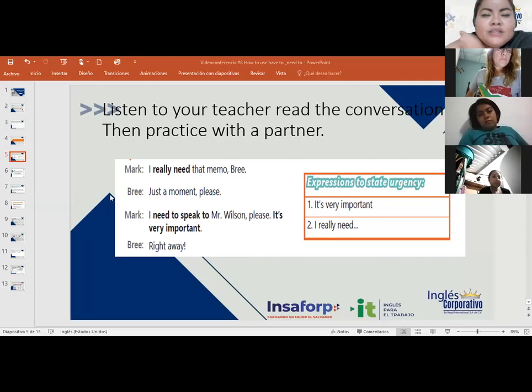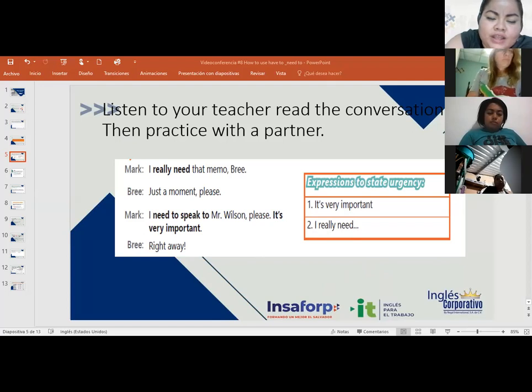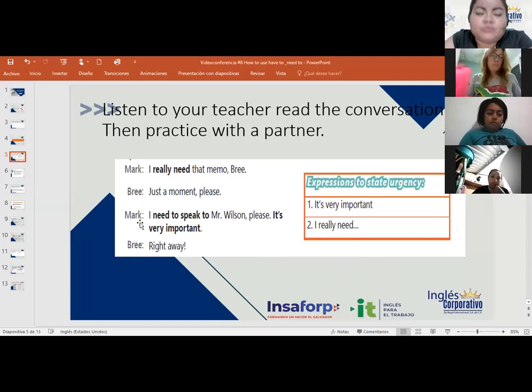We're going to start with this conversation. This is in your book. I remember it is on page 25. You can take a look at it there. On page 25, we have a conversation between Mark and Brie. It says, listen to the conversation so we can see the expressions. It says, I really need that memo, Brie. Just a moment, please. I need to speak to Mr. Wilson, please. It's very important, right away.